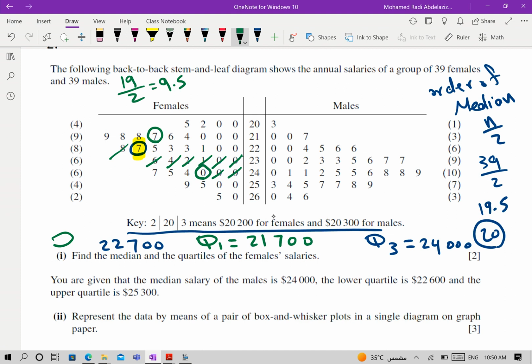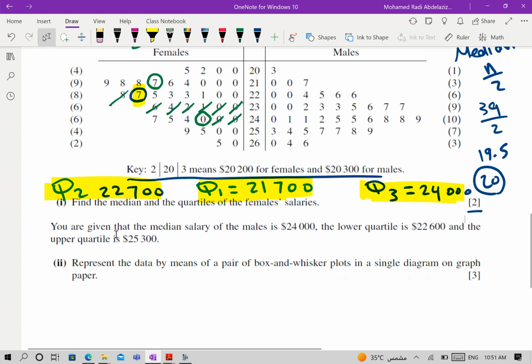22,700 is Q2. Now we have Q1, Q2, and Q3. Q1 is called what? Lower quartile. Q2 is called median. Q3, upper. Read part 1 again. Find the median, done, and quartiles, which is lower and upper. Clear part 1?